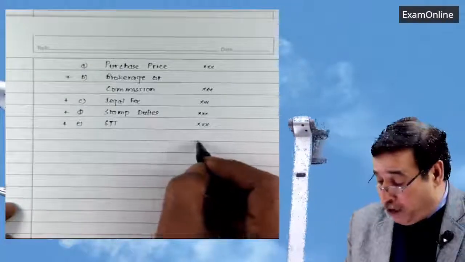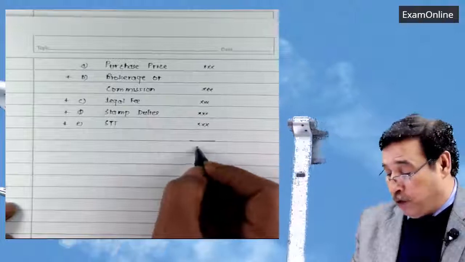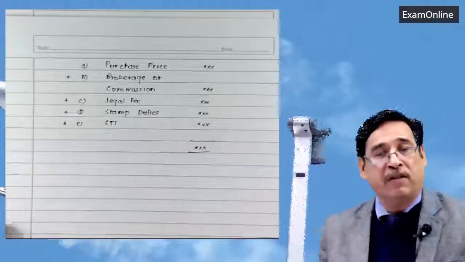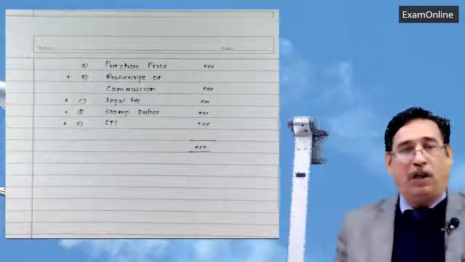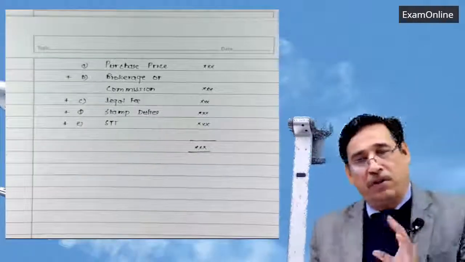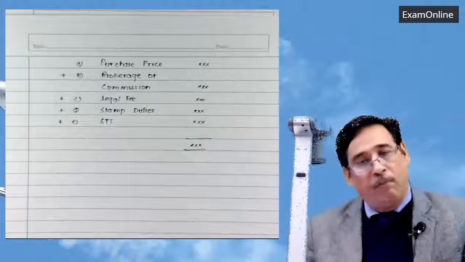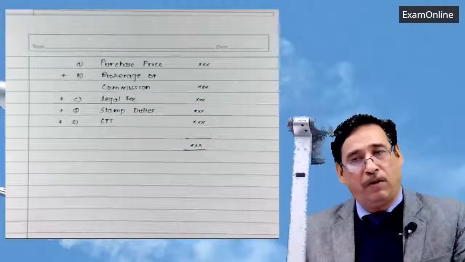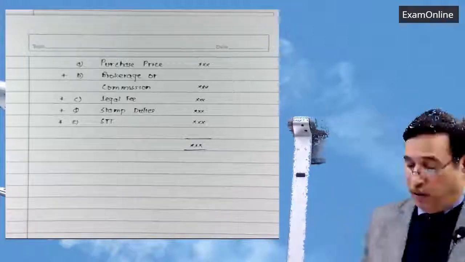So by adding all these things, whatever value you get will be known as the cost of the shares. So initial recording is always done at cost. You shouldn't let it escape out of your memory. Is it clear to you or not? Absolutely clear, I hope so.